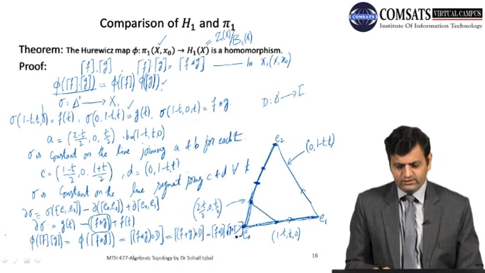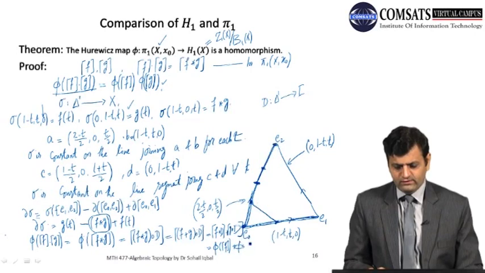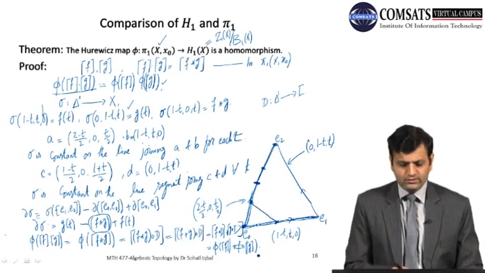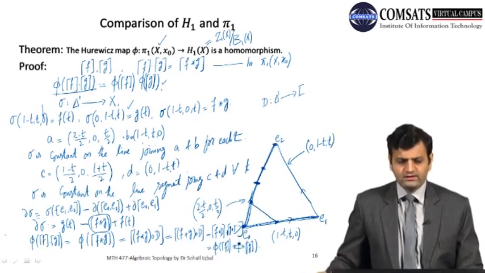So basically we can say that this is equal to F composition D plus G composition D. So what is F composition D? So basically this is equal to phi of the homotopy class of F plus phi of the homotopy class of G. Okay, so that's what we have proved. So basically this phi Hurewicz map is basically a homomorphism.